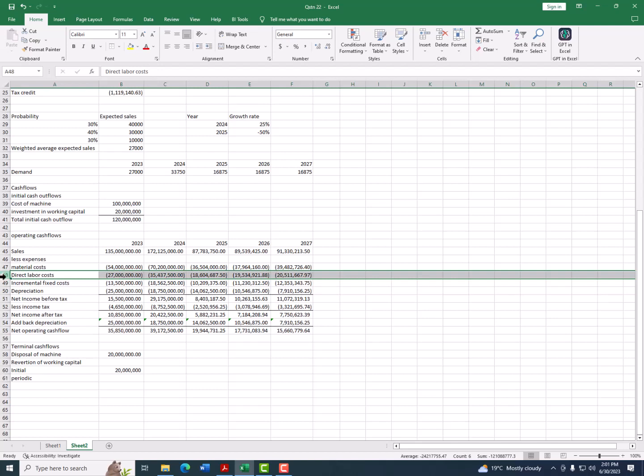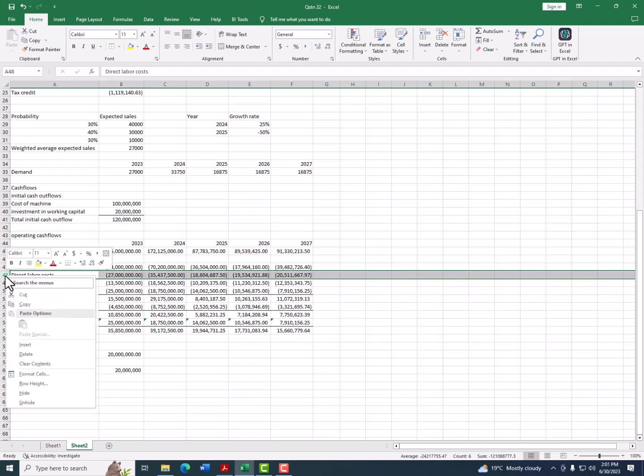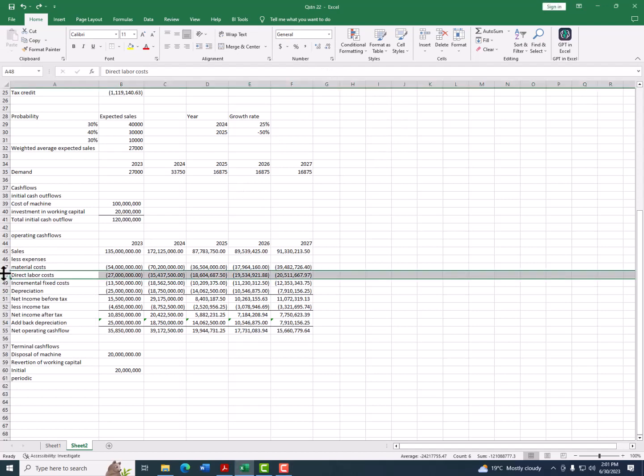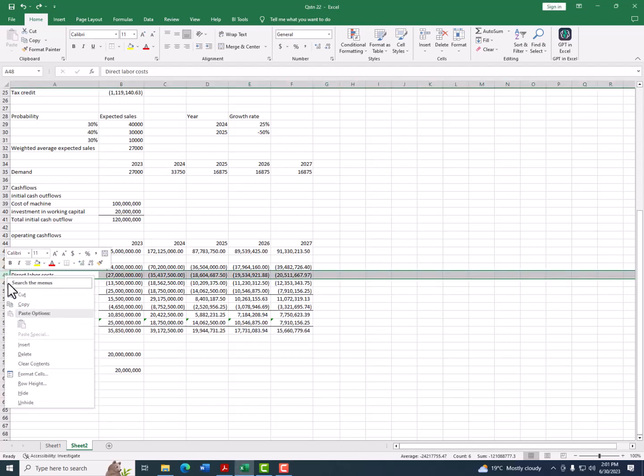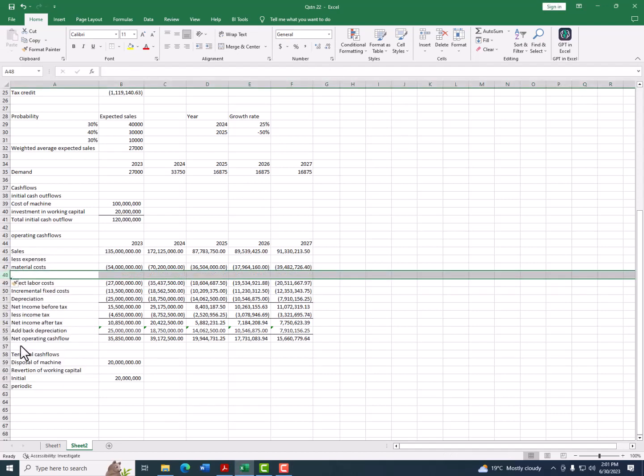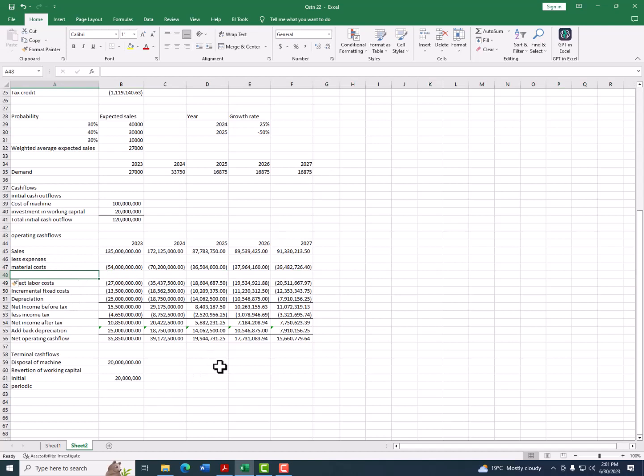We have highlighted this. You can right click. Once you right click, you hit insert, and voila, a row appears. That is the easiest one, and that's the one we are going to use.